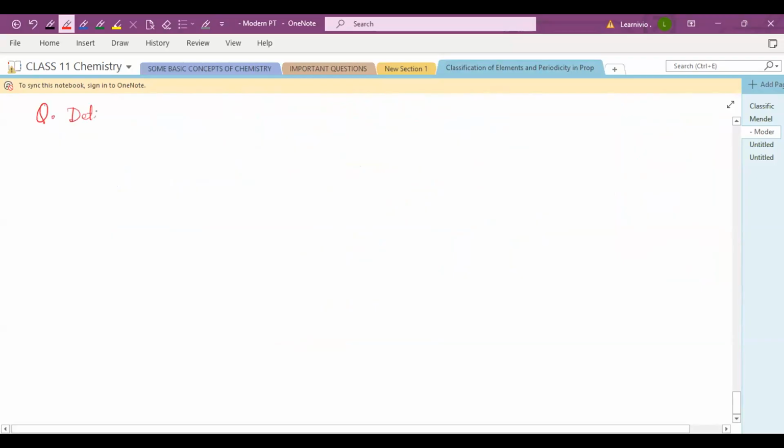Determine the atomic number of the element present in the fifth period and fifth group.